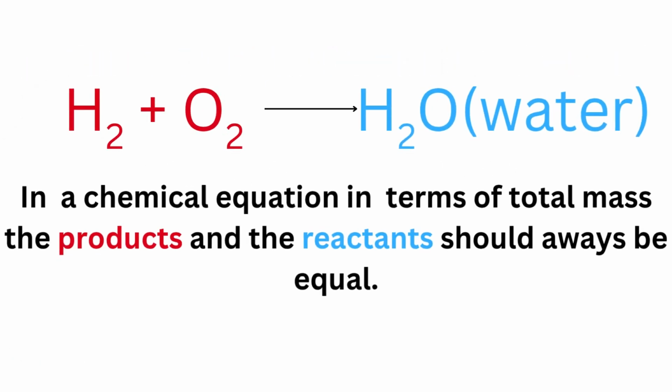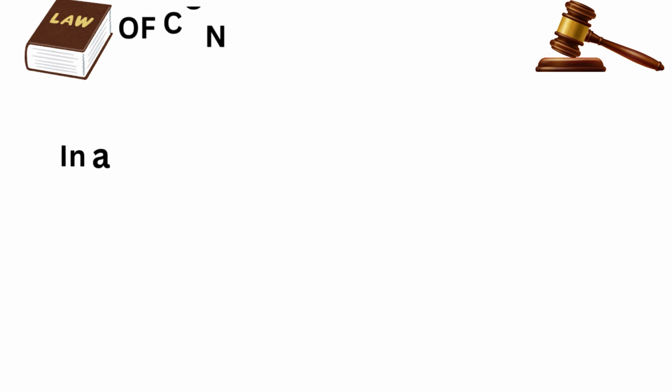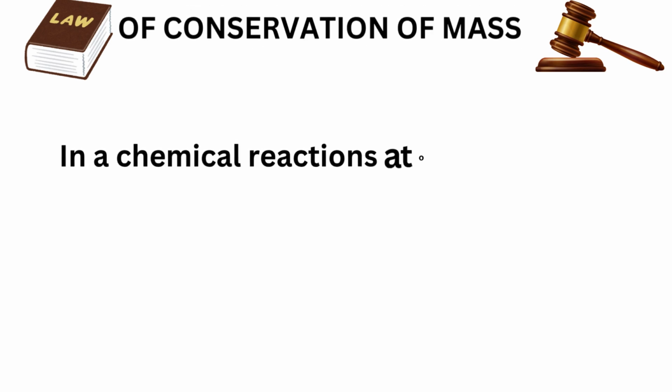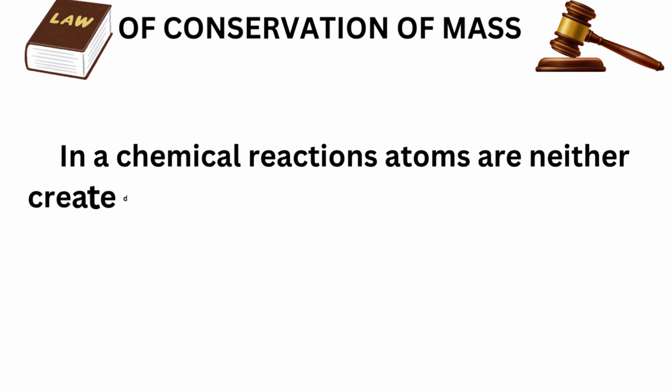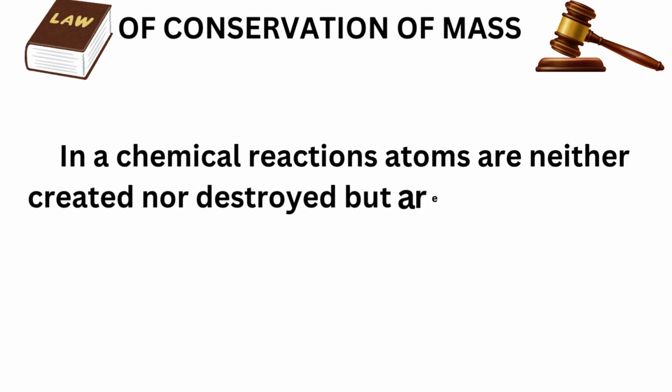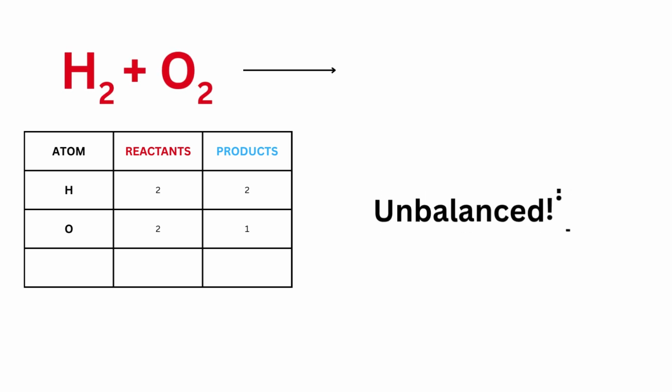Remember, according to the law of conservation of mass, in a chemical reaction, atoms are neither created nor destroyed, but are just rearranged, meaning that there should be the same number of each individual atom on both the reactant and product side of the chemical equation. The reactants are on the left side of the equation, and the products are on the right.